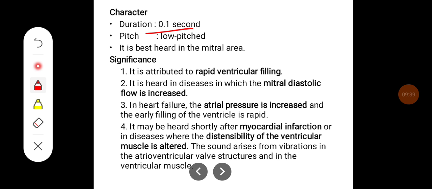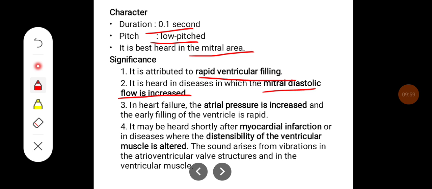The duration is 0.1 second. It is a low pitched sound and it is best heard in the mitral area. The significance of the third heart sound is that it is attributed to the rapid ventricular filling. It is heard in diseases in which the mitral diastolic flow is increased.